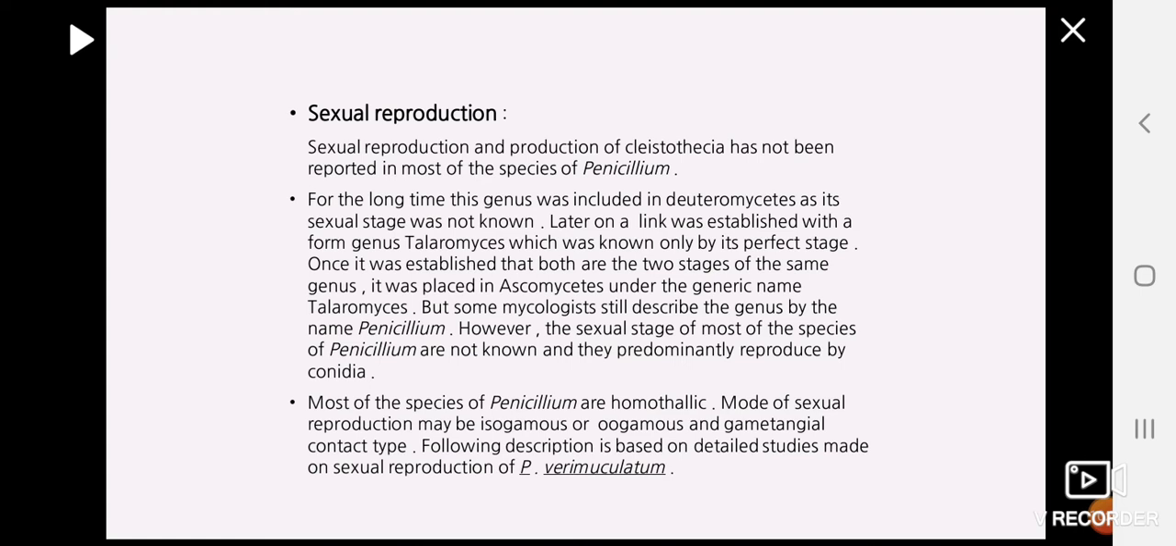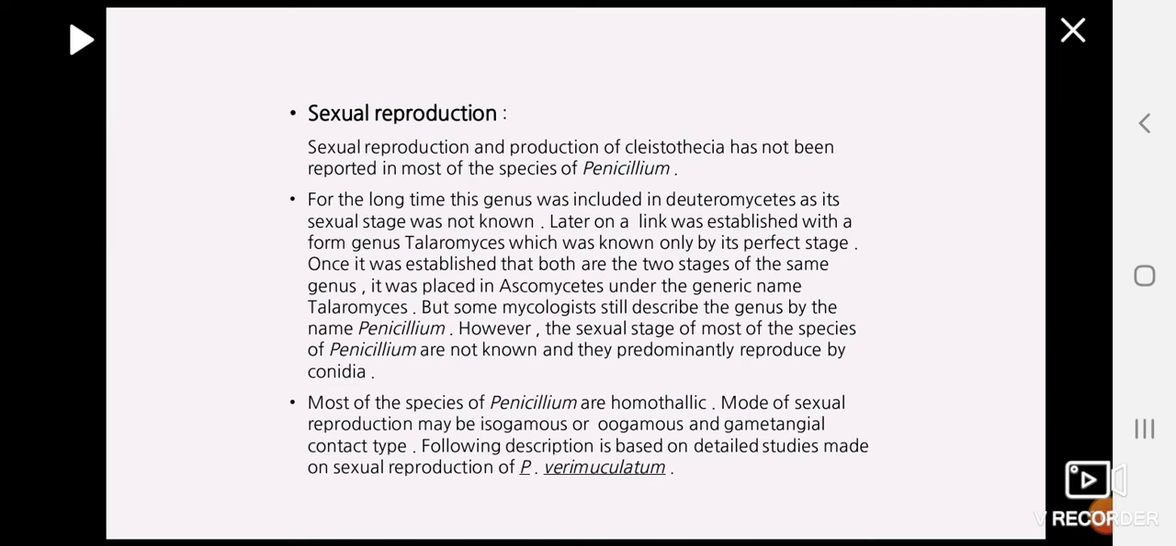But it has been found in some of the species of Penicillium. Most of the species of Penicillium are homothallic, for example, Penicillium vermiculatum. And the mode of reproduction may be isogamous, oogamous, or gametangial contact type. So the isogamous type of reproduction was found in Penicillium bacillosporum, and the oogamous type is found in Penicillium vermiculatum.